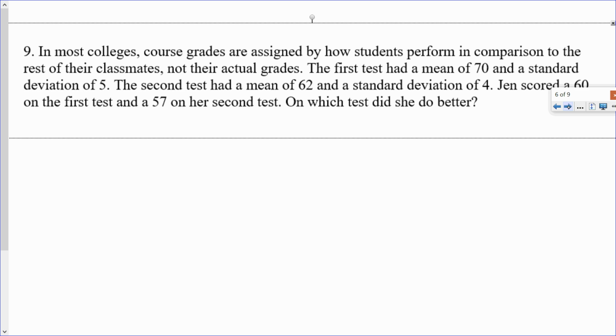In most colleges, course grades are assigned by how students perform in comparison to the rest of their classmates, not their actual grades. Now, that's absolutely correct. I've got a little story for you. Back in college, SUNY Buffalo in the early 2000s, I was taking a Calc 2 class, and it was a really hard class, and the teacher wasn't a very good teacher. He didn't really care that he wasn't a really good teacher. So the grades were just ridiculous. The grades were out of 100, but they were not very good.